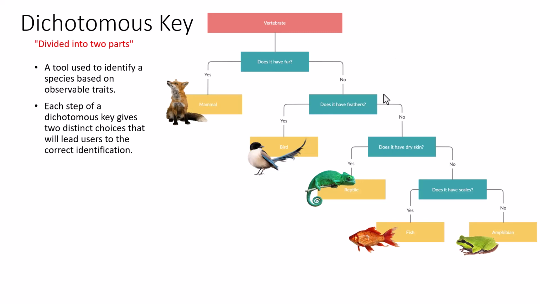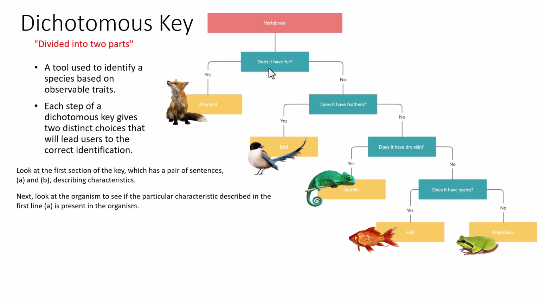The first thing we're going to do is look at the first section of the key, which has a pair of sentences, A and B. You'll see them here. Those sentences are going to describe characteristics. We look at the organism to see if the characteristic described in the first line, A, is present in the organism. We can just assume that this would be A, and this would be B, and C, and D. And so when we look at A, does it have fur? It's either yes or no.